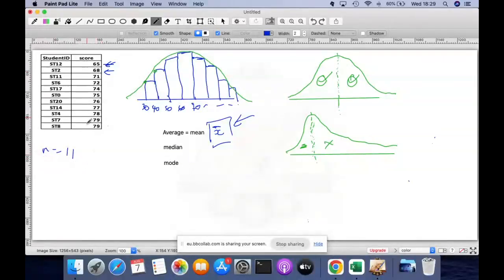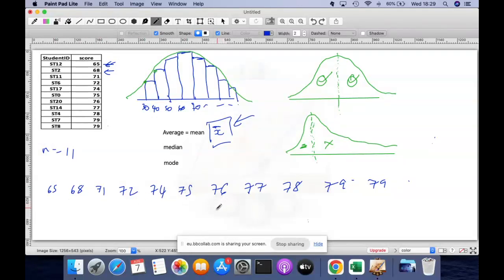Now, there's an odd number of data points. So what I'm going to do here, just so you can visually see it, I'm going to write these scores horizontally. Okay, so 65, 68, 71, 72, 74, 75, 76, 77, and then 79, 79 again. Let me see about everything. 1, 2, 3, 4, 5, 6, 7, 8, 9, 10, 11.